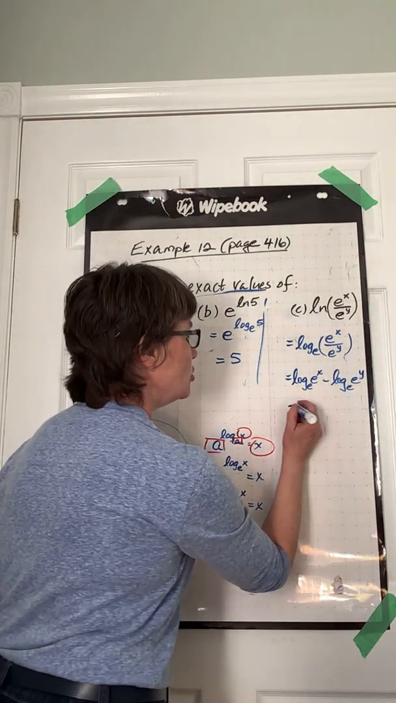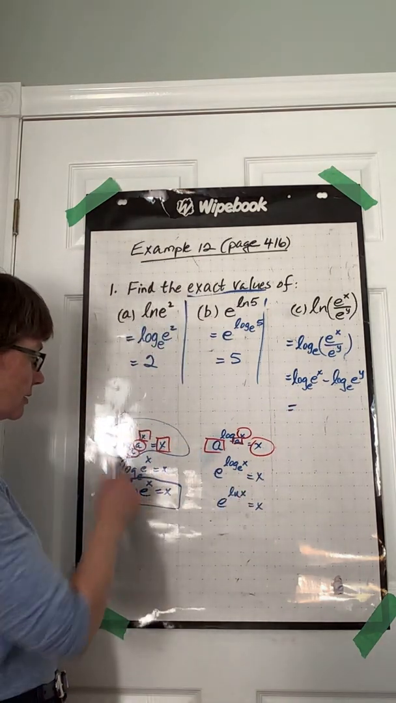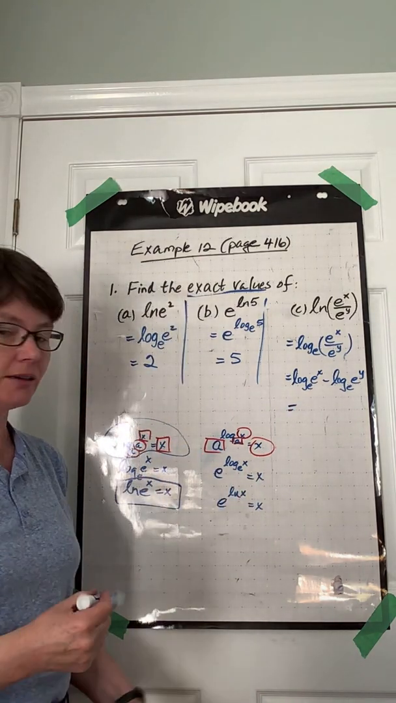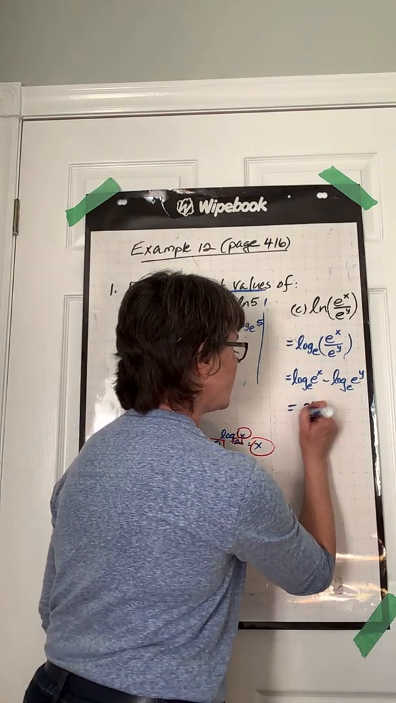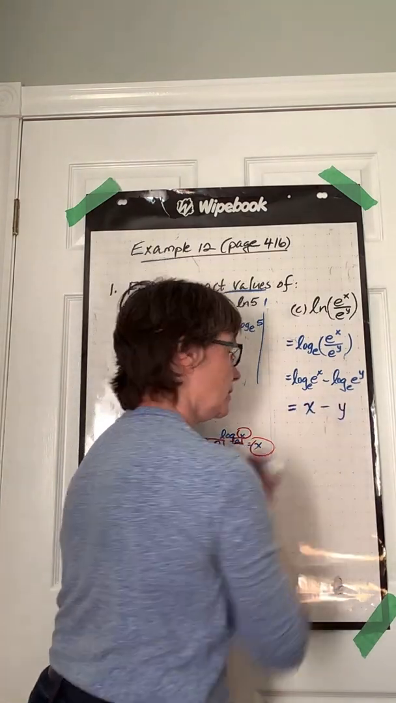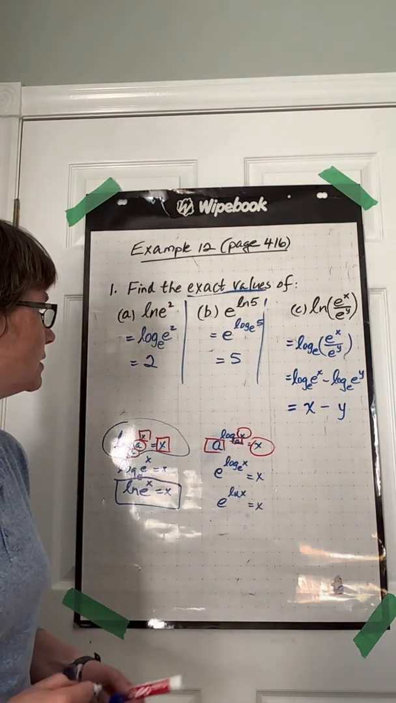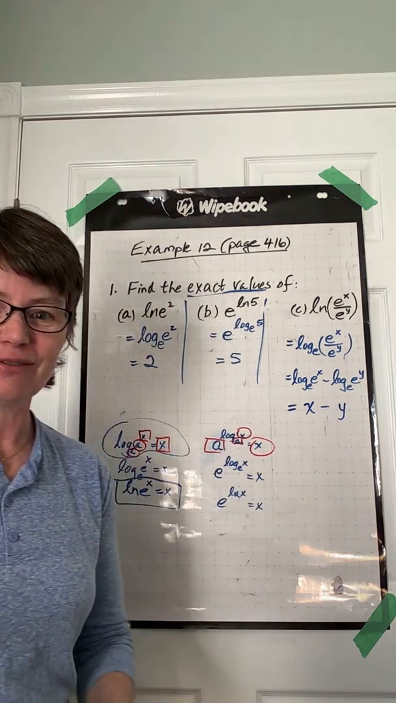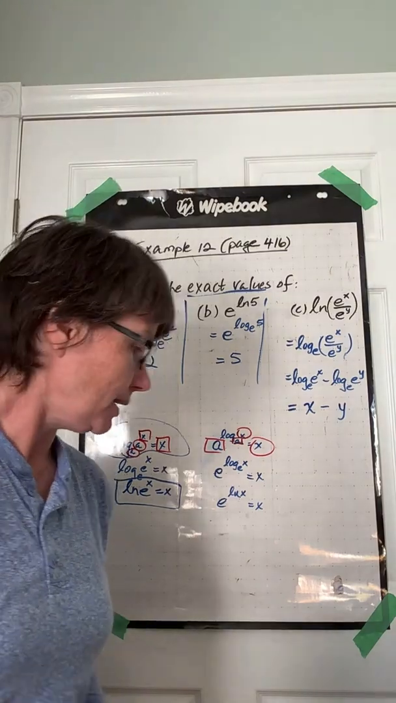Okay, and now using this rule again, log base e of e to the power of x is actually equal to x. Log base e of e to the power of y is actually equal to y, and they are subtracted. So those are the exact values of that. For example 12 from your textbook.